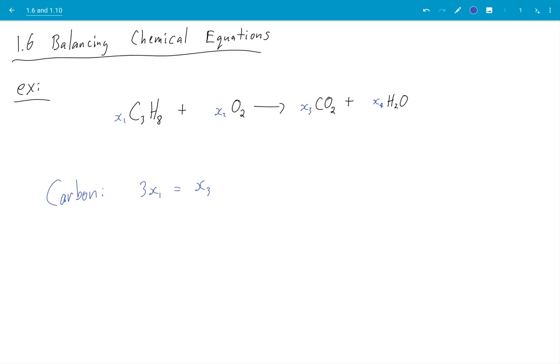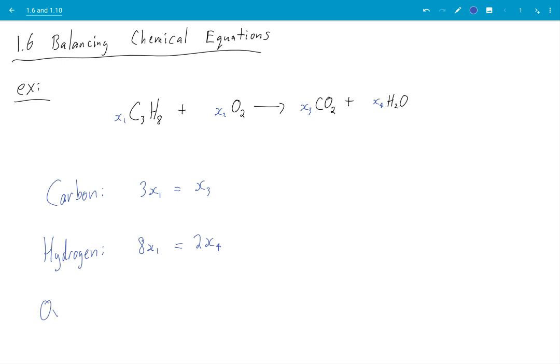Next, hydrogen. 8 x1 from here. And then I look just here, is equal to 2 x4.